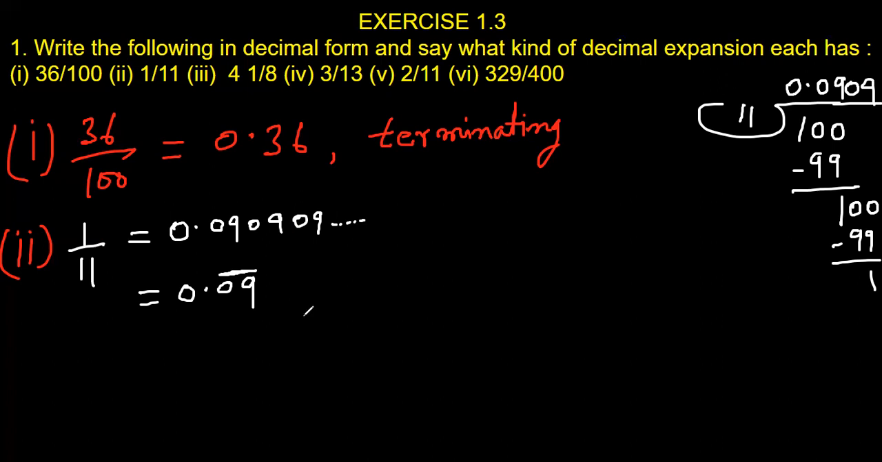All right. So the second number, what kind of decimal expansion is this? It is non-terminating but repeating. Non-terminating and repeating.